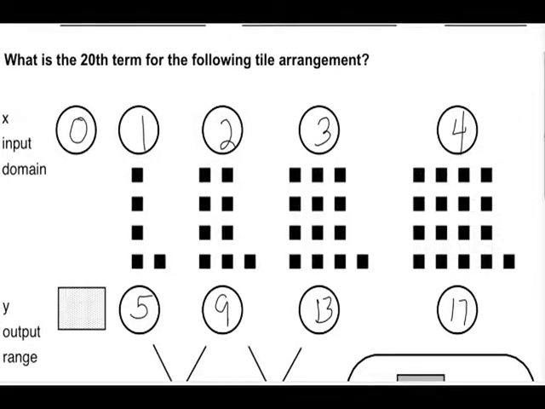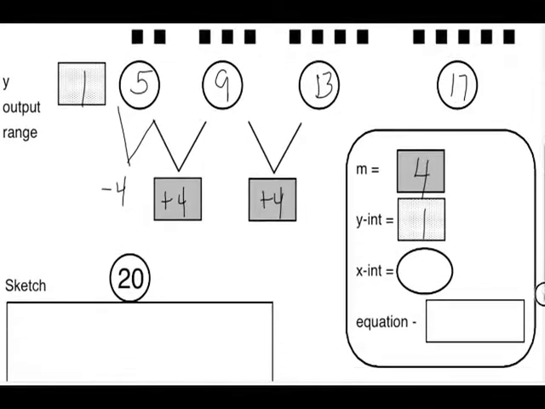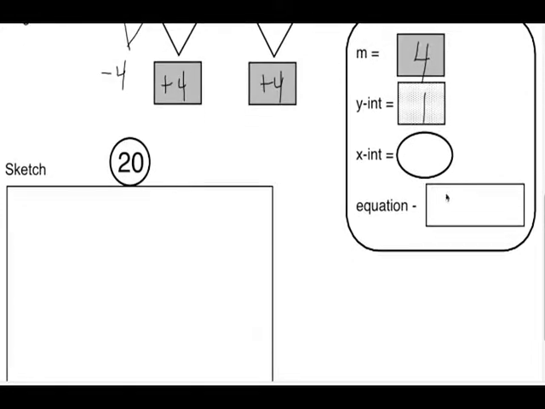Well, let's go down to our pattern then. If I'm adding 4 going this direction, then I simply have to do the opposite going back. So I'm going to subtract 4 from 5, so my y-intercept will be 1. If I know my slope and intercept, obviously I can write an equation like we've been doing now for a week. So y equals, my slope is 4, and my y-intercept is 1.